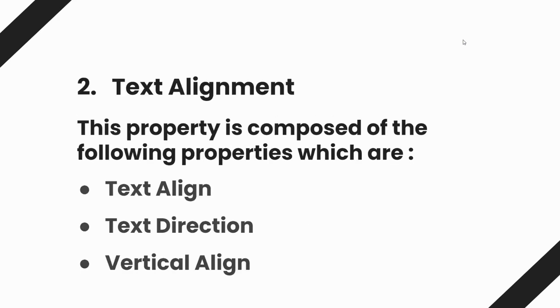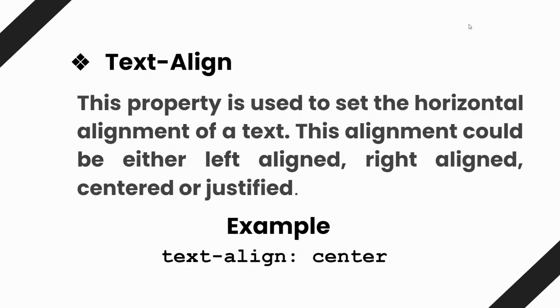So the next group of properties we have is the text alignment property. This property is composed of the following properties, which are the text align property, the text direction, and the vertical align. So the text alignment property here is composed of these three properties. I will be seeing them in the next slide.